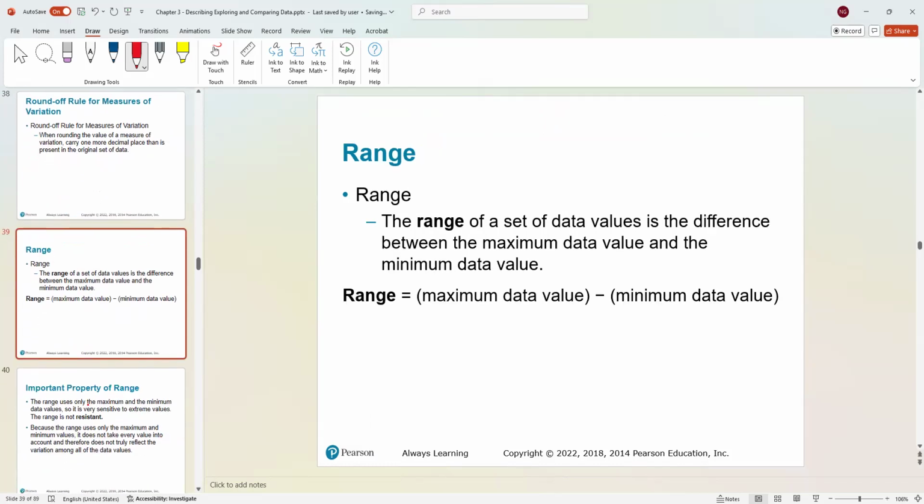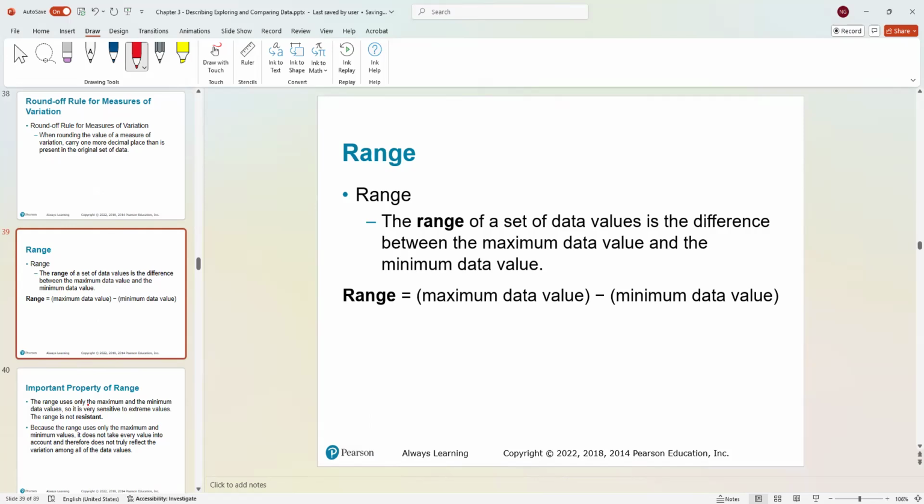The range of a data set is the difference between the maximum and the minimum data entries in the data set. To find the range, the data must be quantitative data. To find the range, it is maximum minus the minimum.